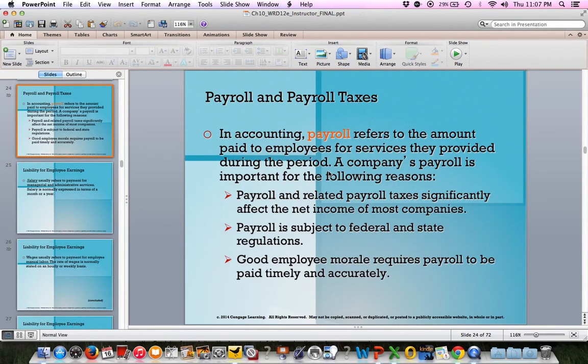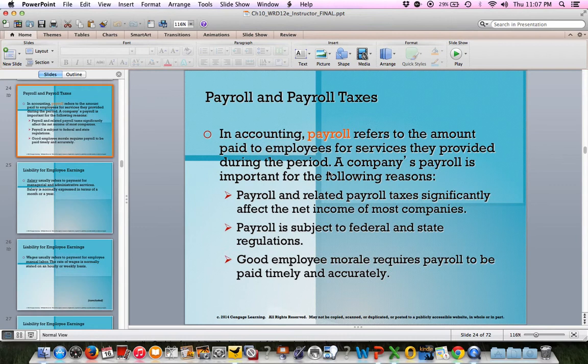So that was about short-term notes. Now we'll talk about payroll and payroll taxes. Payroll is the amount paid to employees for services they provide during the period. A company's payroll is important for the following reasons.